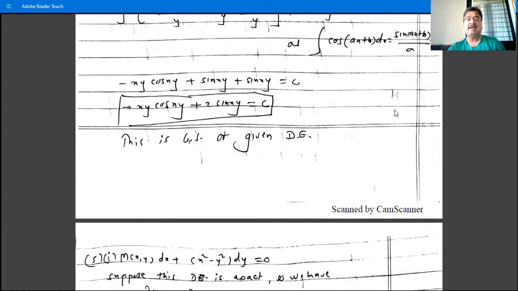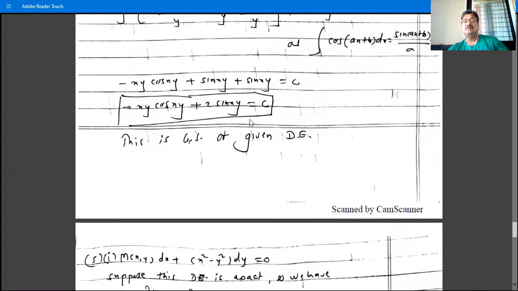Then substitute y as 0 and x as 1 in this solution and find the value of c, and substitute that value of c again here. We have the answer, the particular solution of the given problem. So if the initial condition is given, first find the general solution.